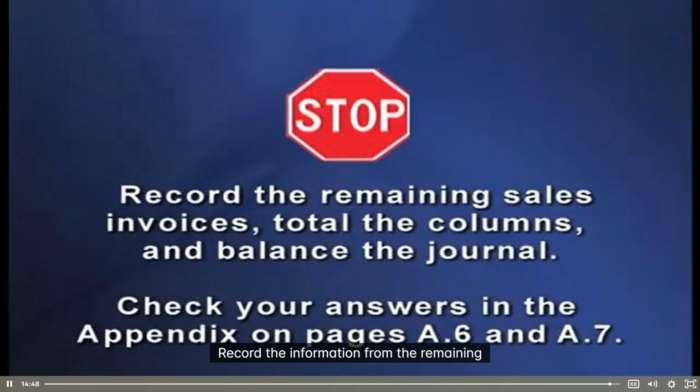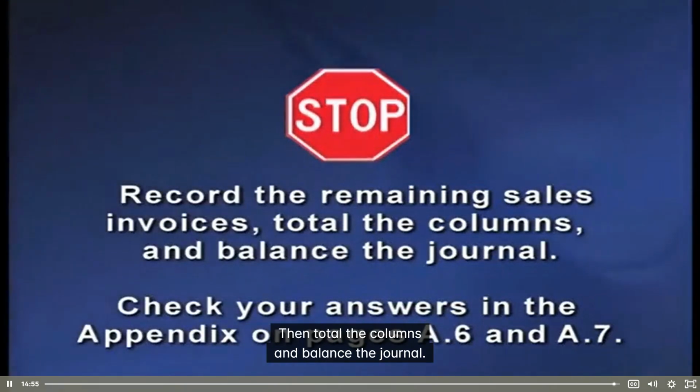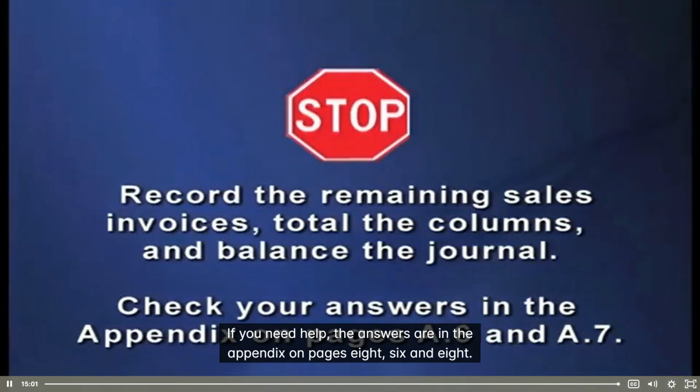Record the information from the remaining invoices on pages 1.16 and 1.17 into the sales journal. Then total the columns and balance the journal. If you need help, the answers are in the appendix on pages 8.6 and 8.7.